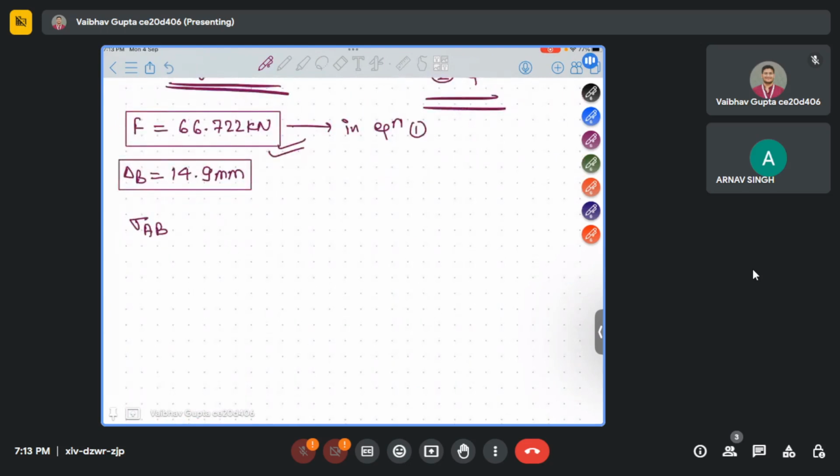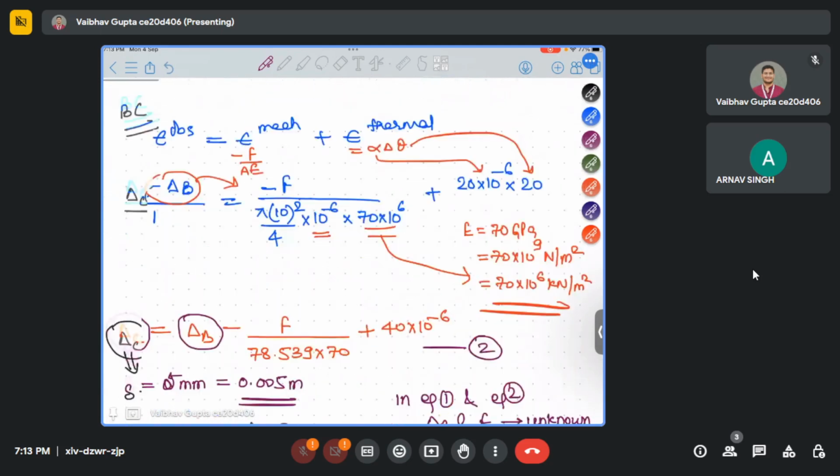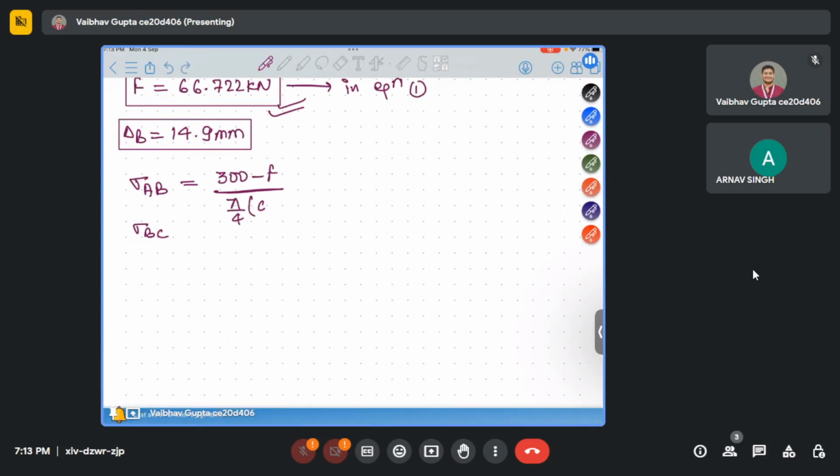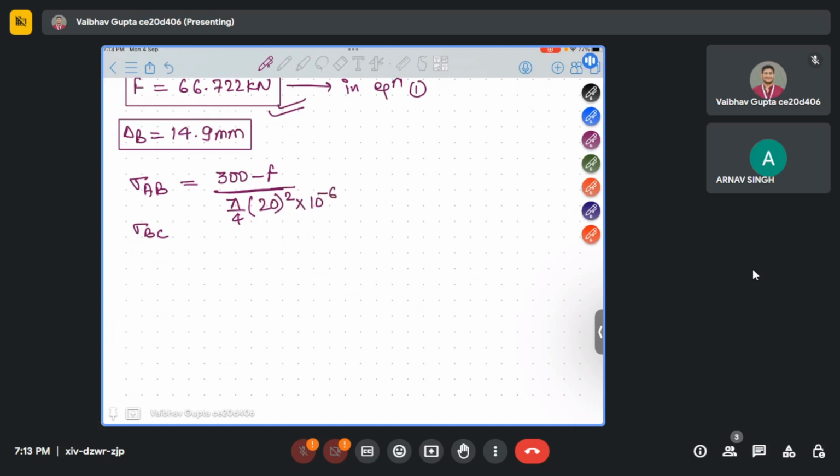Sigma AB and sigma BC. Stress is nothing but force upon area. The force in member AB is 300 minus F, as we have seen in the free body diagram. The area is pi by 4 d square, which for AB is 20 square into 10 to the minus 6 in meter square. Did you get this? See, sigma is nothing but force upon area.